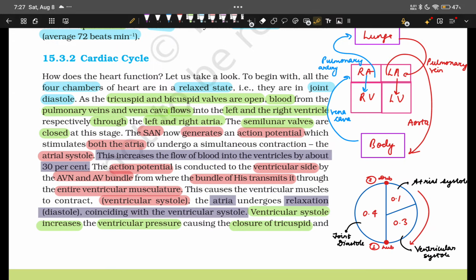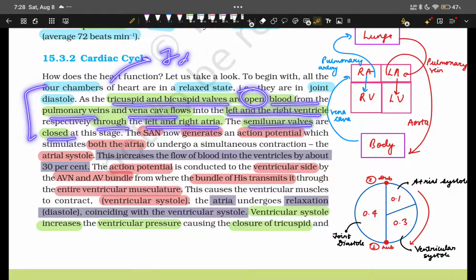Now if I talk about the cardiac cycle, we have four chambers of the heart. First of all, we are going to start from joint diastole. All four chambers are in a relaxed state in joint diastole. In joint diastole, the tricuspid and bicuspid valves are open. Blood from the pulmonary vein and vena cava flows into the left and right ventricle through the left and right atria, and the semilunar valves are closed at this stage. So this is the whole joint diastole description.